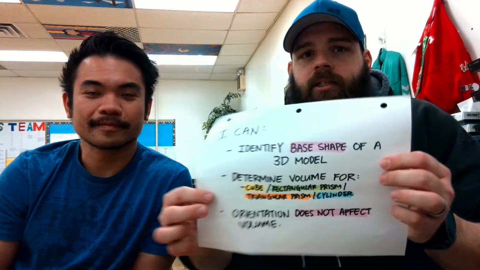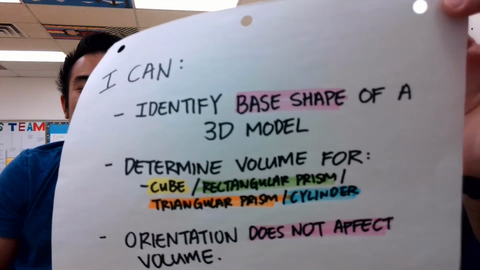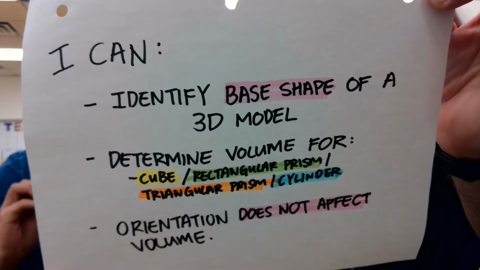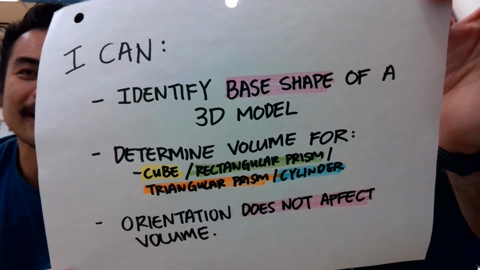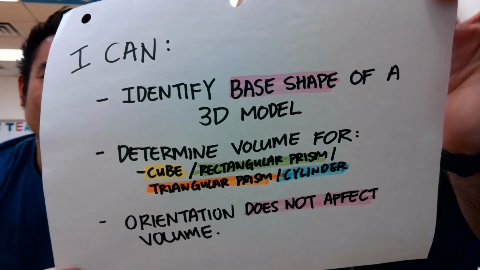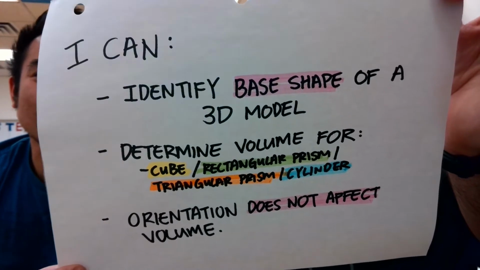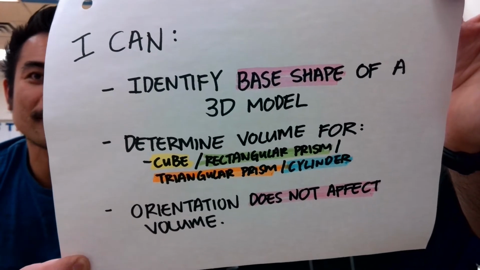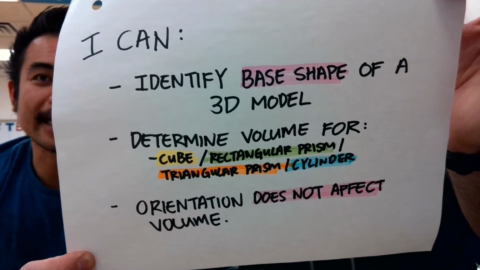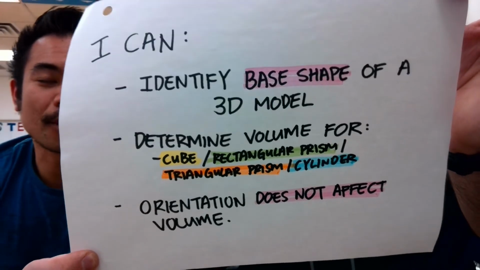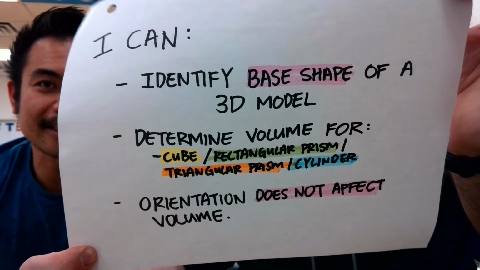Okay. Today we are going to start with some I can statements. For this lesson, we are just going to do 3 of them. I can identify base shape of a 3D model. I can determine the formula for volume for cube, rectangular prism, triangular prism, and cylinder. And most importantly, orientation does not affect volume.